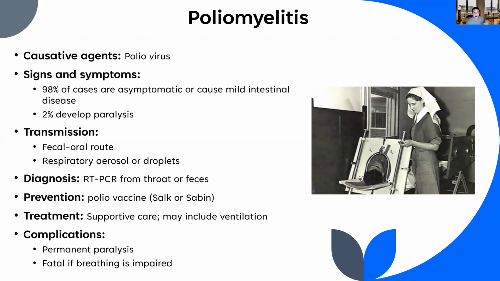Fortunately, there are vaccines against this. There are two different ones: the Salk polio vaccine and the Sabin polio vaccine. They differ. The Salk vaccine is an inactivated virus vaccine. The Sabin, I believe, uses an attenuated virus platform. But both of them are effective at preventing polio. This is still a vaccine that we all get as part of our childhood vaccination schedules.